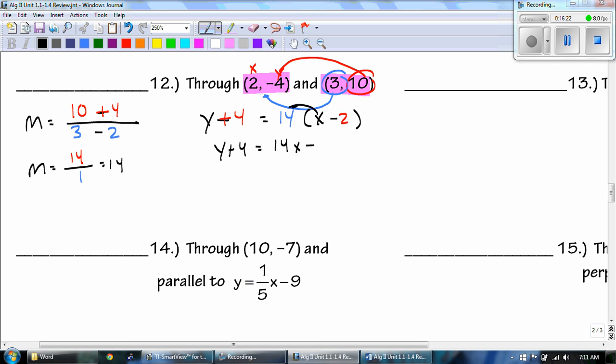14x minus 14 times 2 is 28. Okay, and then subtract the 4 from both sides. So y equals 14x, -28 minus 4 is, that's right, -32. So y equals, oh, not -14x, Mr. Grice, 14x minus 32.